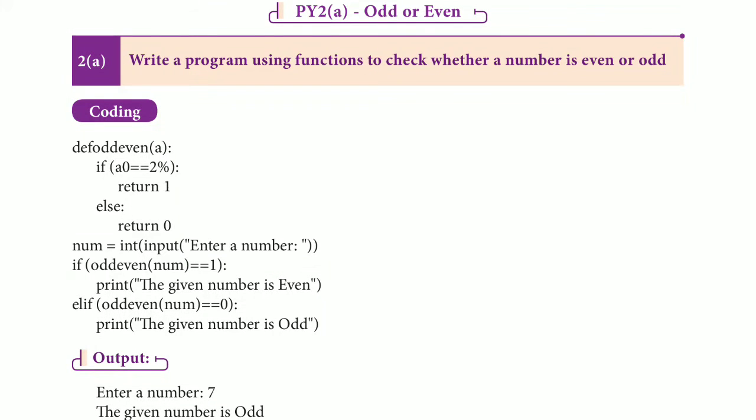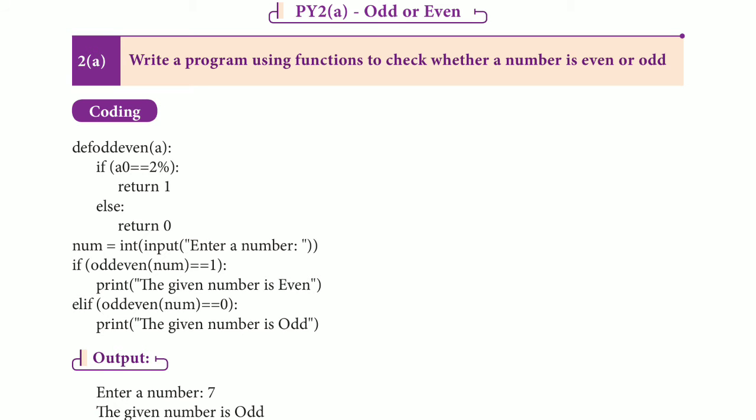Hello students. So this is the second program of 12th computer science practical exercise. The program is: write a program using a function to check whether a number is even or odd. So you are given the question. You have to create a Python program in such a way that it gets a number from the user and checks whether the given number is even or odd.